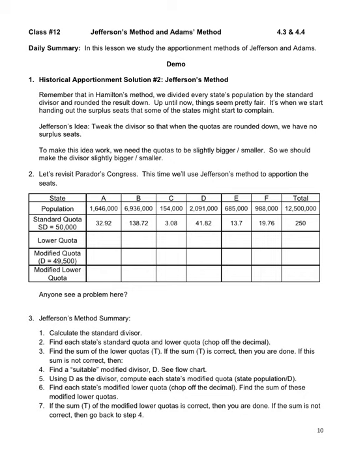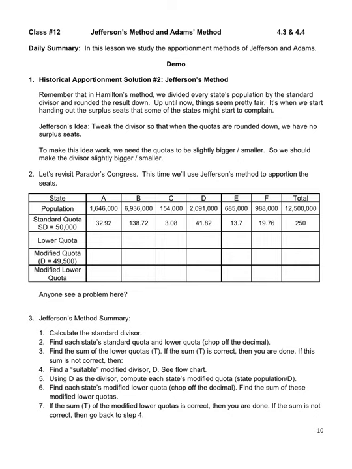This is class number 12 for Math 117, and we'll be looking at Jefferson's method and Adams' methods of apportionment today. And this goes with 4.3 and 4.4 in your textbook. All right, so our daily summary: in this lesson we study the apportionment methods of Jefferson and Adams.